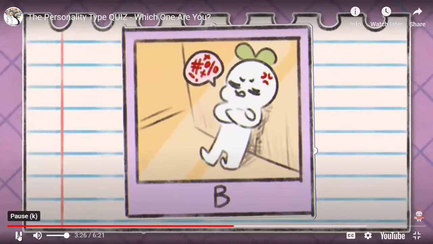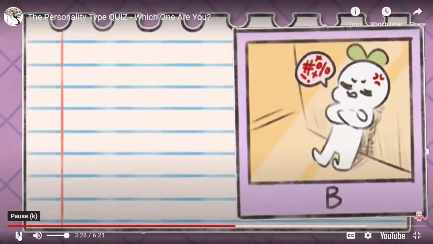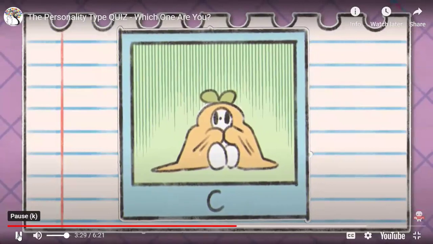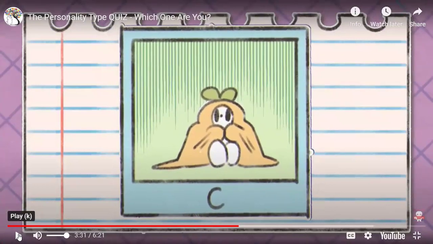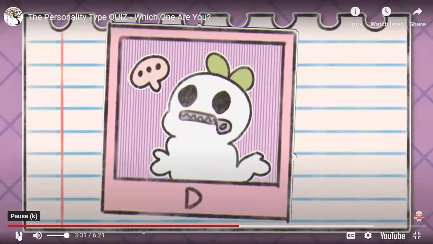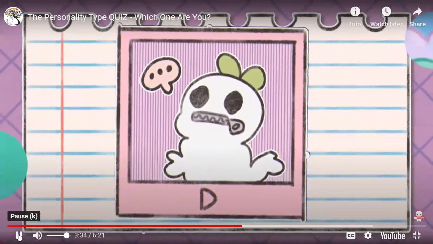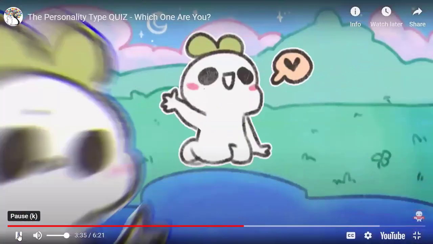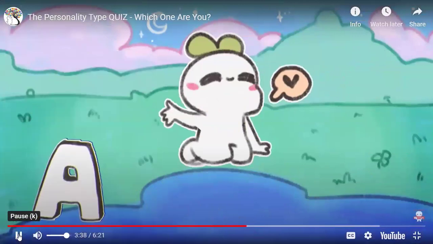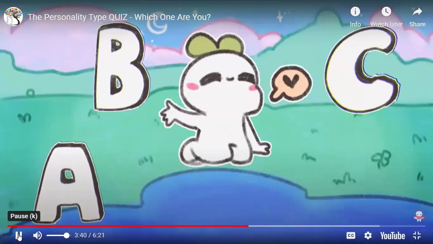That I'm arrogant. C. That I'm not very social. B is arrogant. C, I'm not very social. Or D. That I'm too quiet. Now, count how many times you chose answer A, answer B, answer C, and answer D.